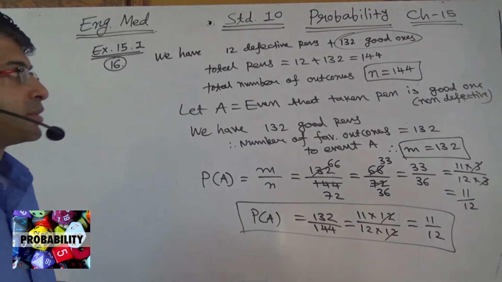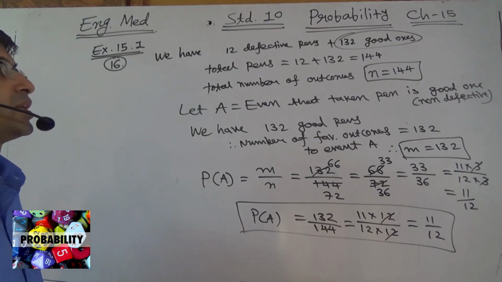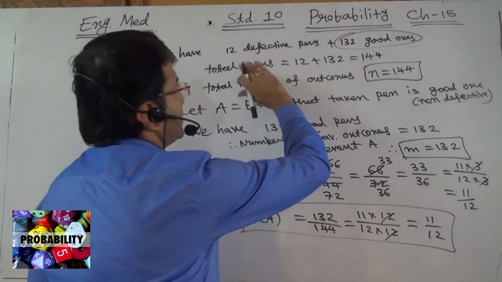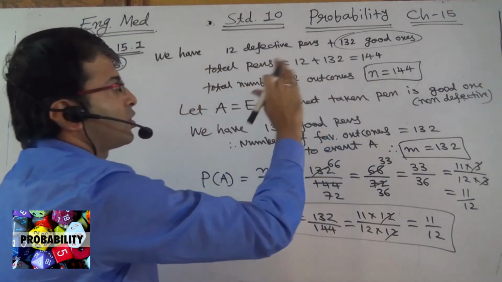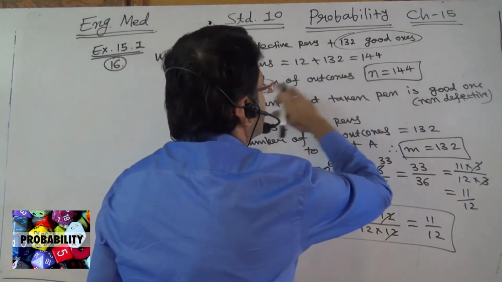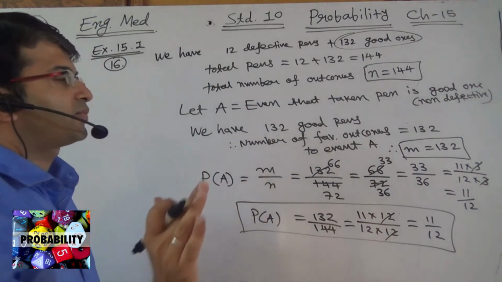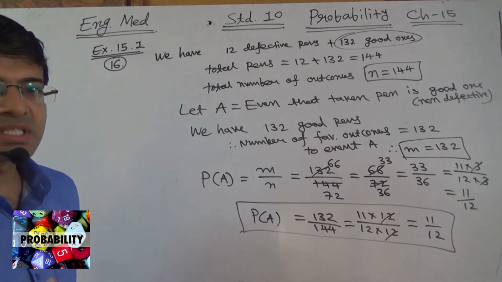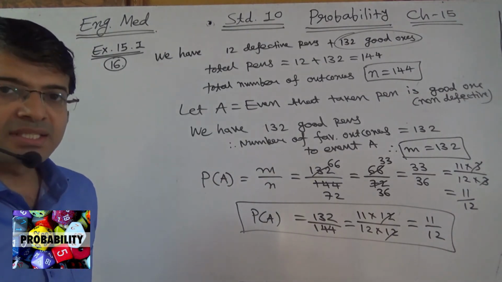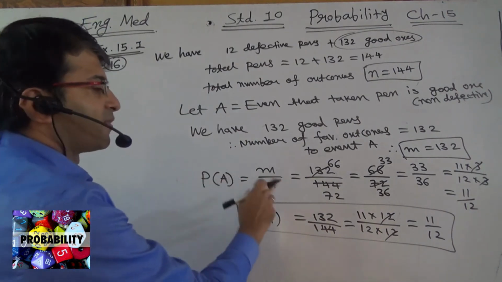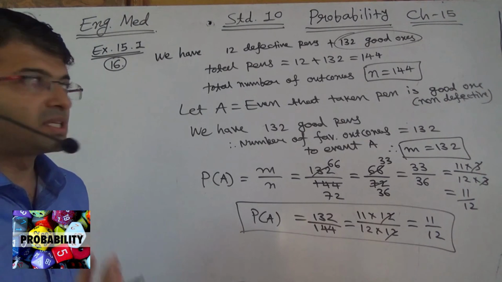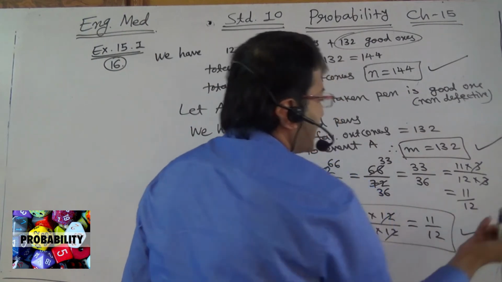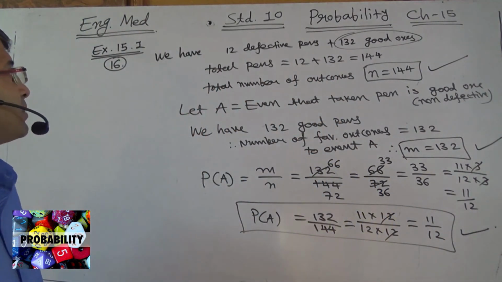This is an important question, a mixing of defective things and non-defective things. It is very easy. You only have to understand that we have to add both defective and non-defective, and that will be your total number of outcomes. Once we have total number of outcomes, then we go for favorable outcomes, right? There are 3 steps. First step, total number of outcomes. Second step, favorable outcomes. Then third step is the probability formula. So this is example number 16.